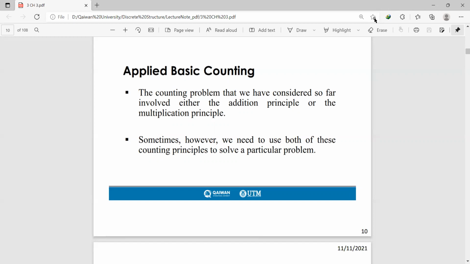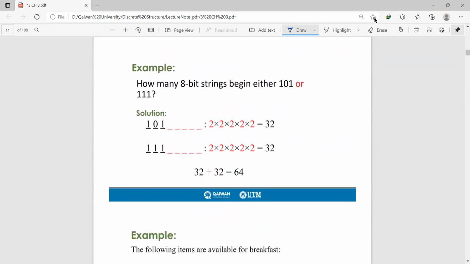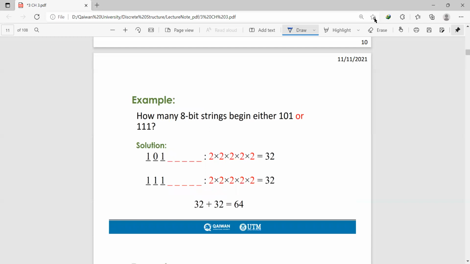But now we talk about some problems where, in solving the same problem, we need to use both multiplication and addition principles in solving one problem. Here we talk about these problems. Here we have an example.